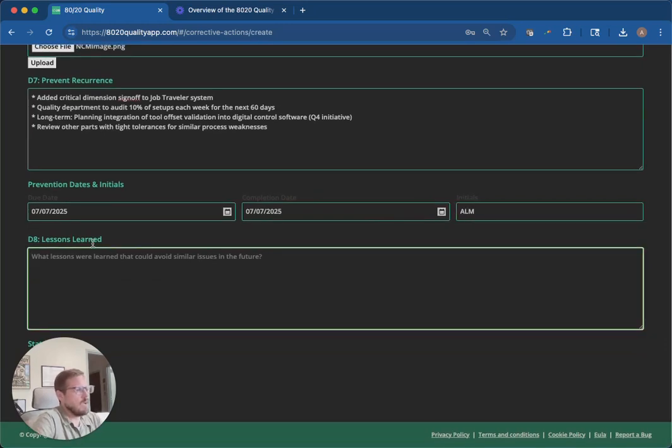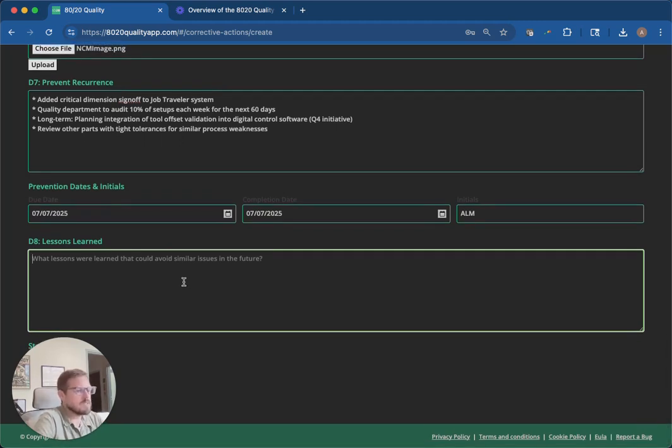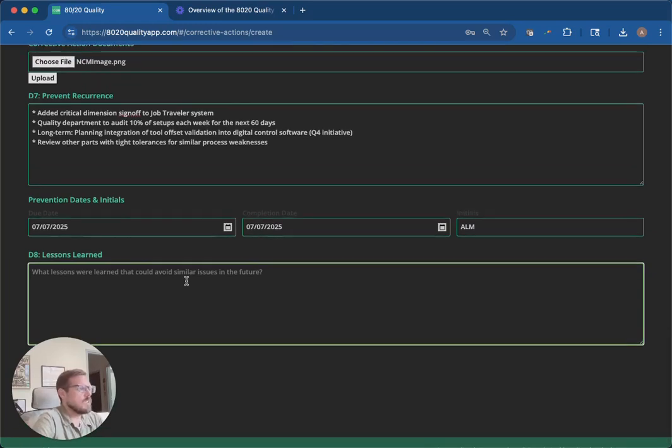And finally, we call D8 lessons learned, and that's really how do we know that we can avoid this in the future. That doesn't have to be for this part, for this particular instance. Are there any issues that we learned? I prefer this instead of recognize the team. This is a really strong way to keep these written ones.